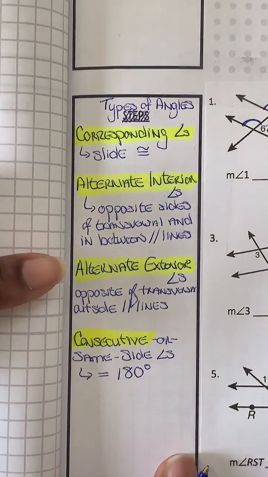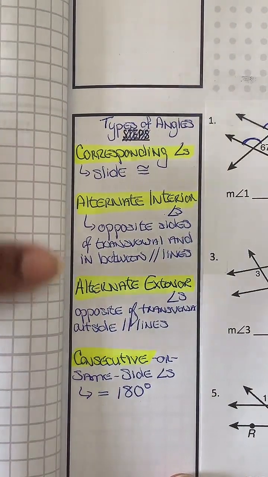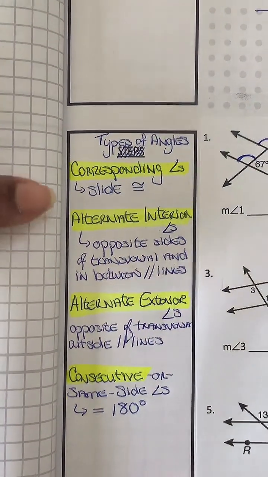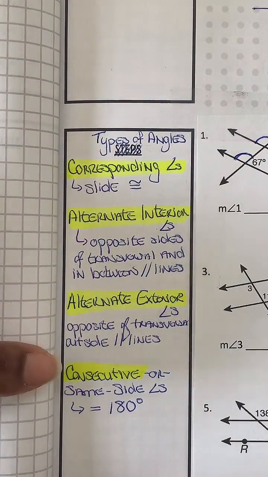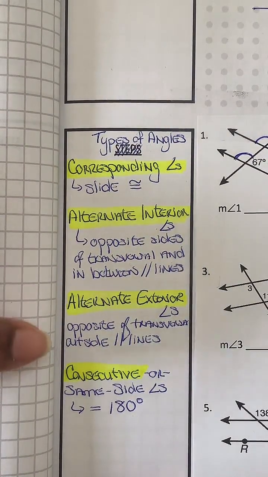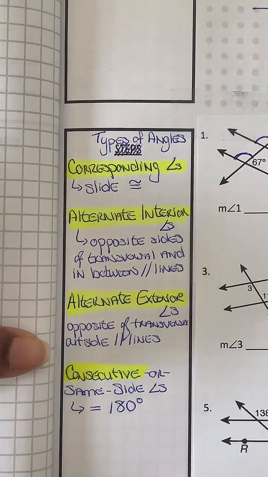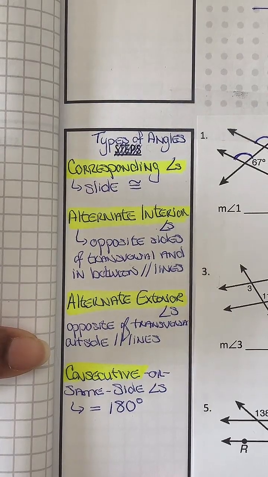Whereas the other ones, the alternate interior, the alternate exterior, and the corresponding, they're all congruent to each other, meaning they're going to be the same measurement. All right, so we're looking at the same measurement.